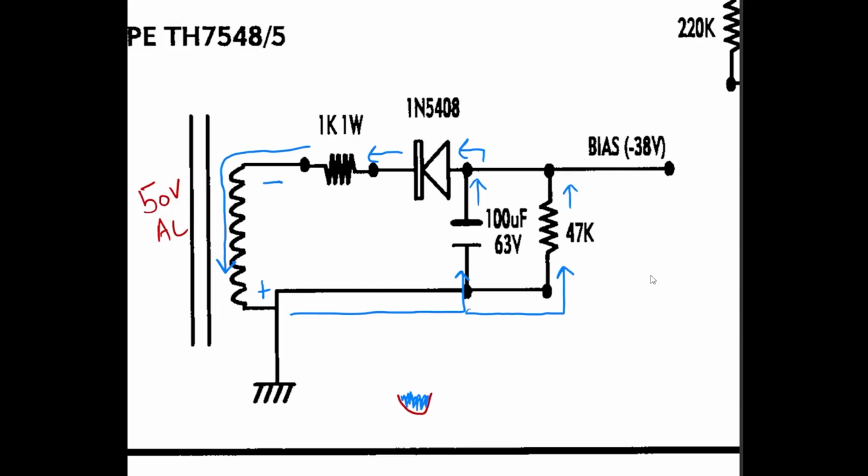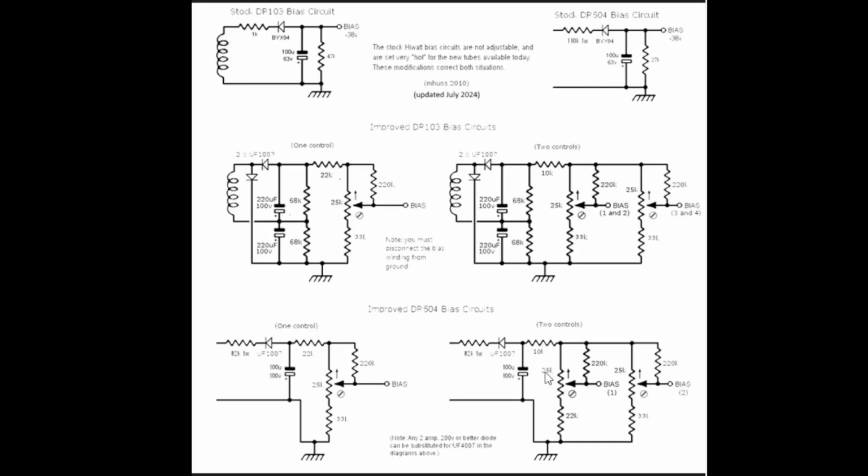So before we take a look at the simulation, let's take a look at the voltage doubler circuit and how this is different. Okay, so we are now looking at the different configurations that are available for bias circuits. This document is available on the Hiwatt.org website, drawn up by Mark Huss. We can see we have the stock DR103 circuit, stock DR504 circuit, pretty similar. And then we have our modified circuits for the 103 and for the 504. We're going to be looking at this one here for our analysis.